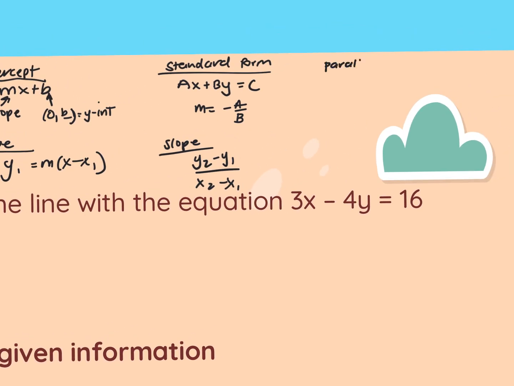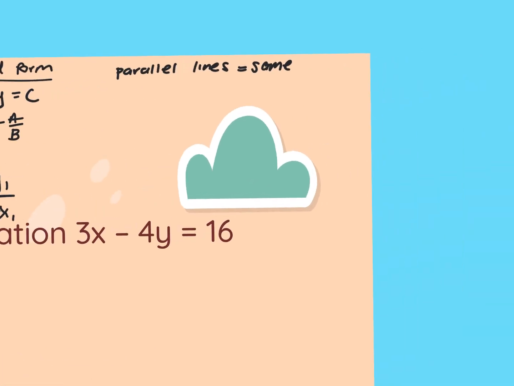Parallel lines have the same slope. Perpendicular lines, let me actually spell out the word, are opposite reciprocals, which means the sign changes and you flip it.